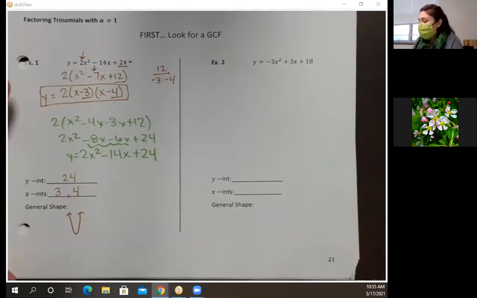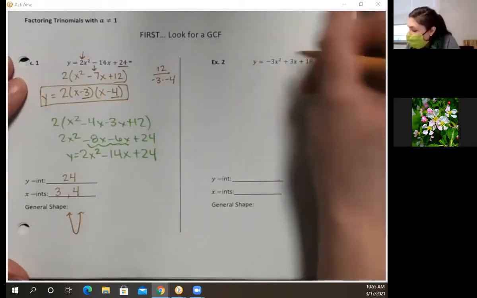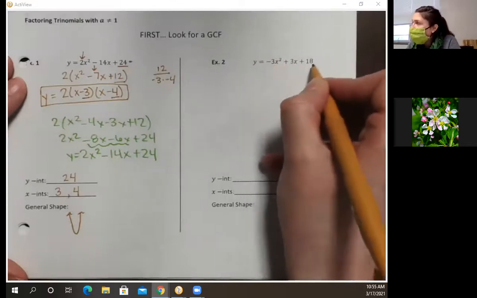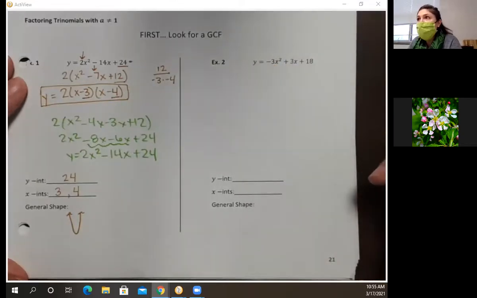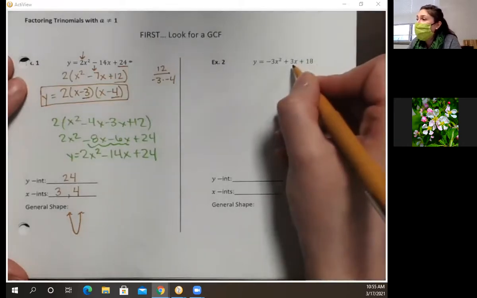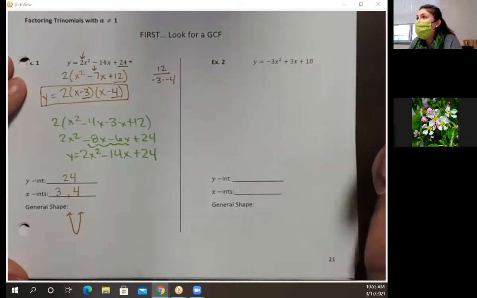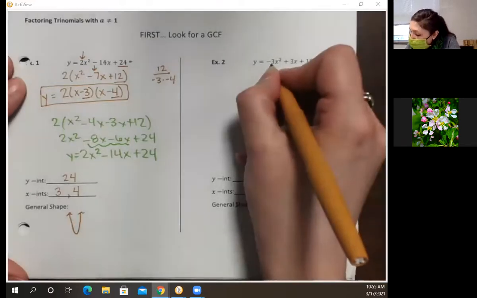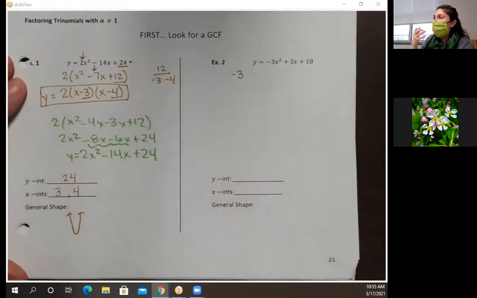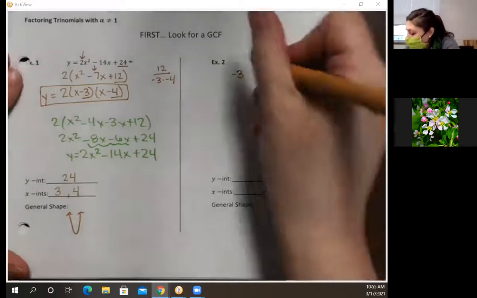Same idea here. I have this A value, this lead coefficient of -3. I want to first look and see, could I actually evenly divide all of the other numbers by -3? So could I take 3 and divide it by -3? Yeah. Could I take 18 and divide it evenly by -3? Yeah. So -3 is again going to be a GCF, or a greatest common factor, that we can factor out or divide out of the rest of our problem.